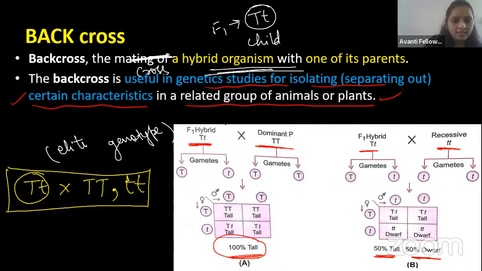Okay. So here you can see with the dominant parent also we did, with the recessive parent also we did. But test cross is only with the recessive parent. Okay. So why are we doing that? To know the genotype of the F1 progeny.